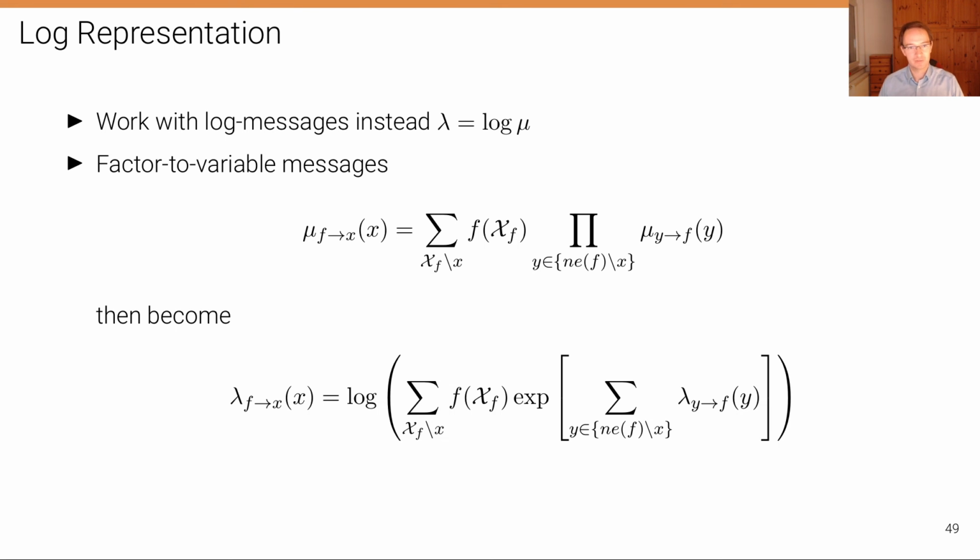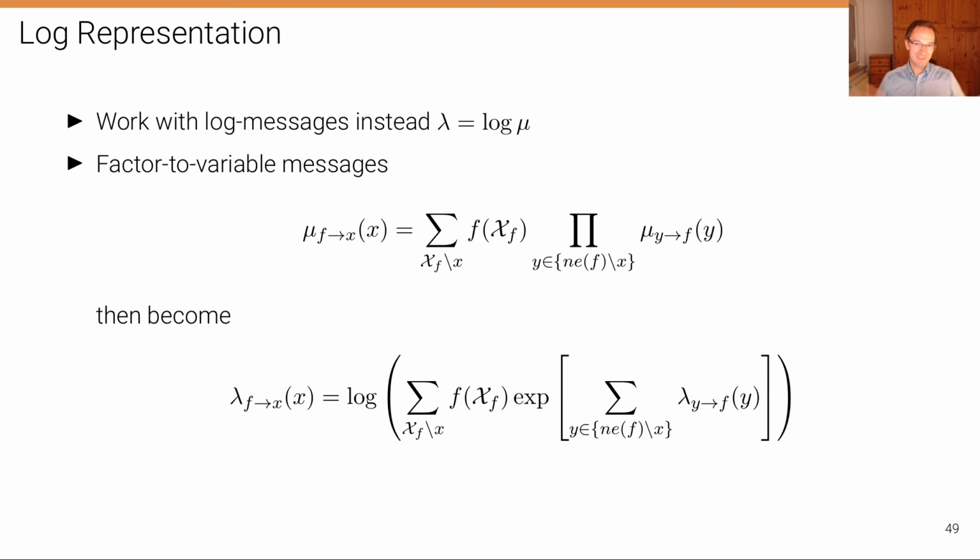Yeah, and similarly for the factor to variable messages, they look slightly more ugly here. Because we have the logarithm now, and the logarithm of a sum doesn't simplify further, the logarithm remains here. But inside, this message is replaced by lambda, and we have the exponential of the sum, because the exponential of this sum is the product of the exponentials of this expression. And because we have chosen this as the logarithm of this, this is equivalent, right? So it's just the same.